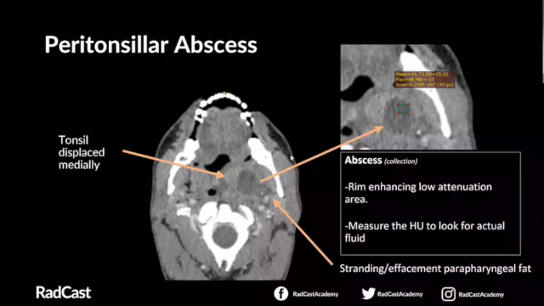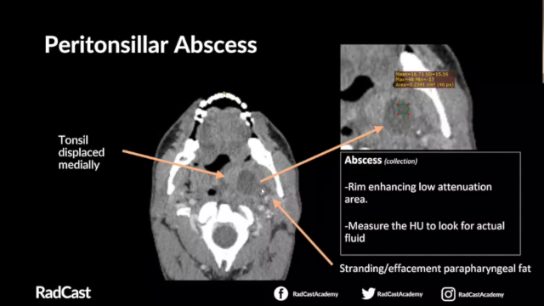I had a friend who was taking the mick out of radiologists because we always say that there's a collection, and then when they go in, it's often dry. So that sort of scarred me.